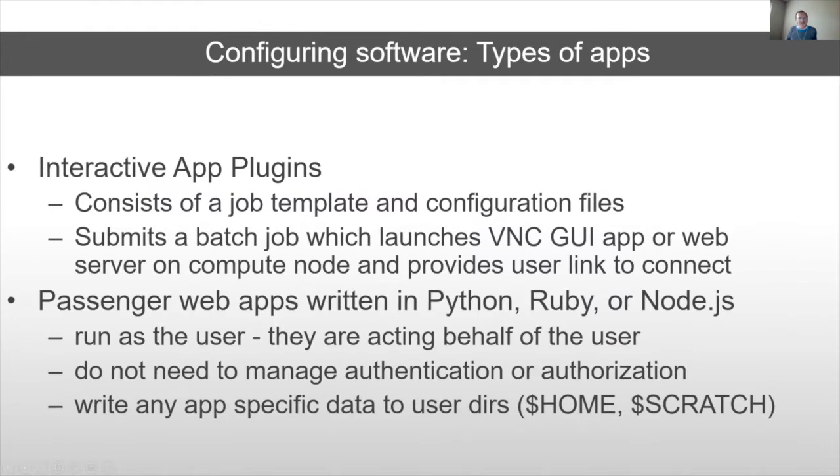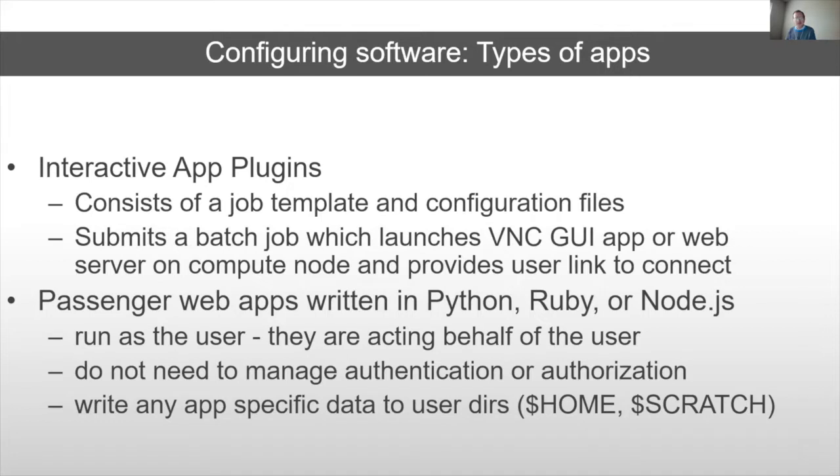Okay, so different types of apps. We have what we call interactive app plugins, and that is our sort of bread and butter. A lot of you folks probably already run these. You run Jupyter, MATLAB, RStudio. These are what we call batch connect apps. They are just a few config files to describe the form, and a few config files to actually run the job whenever it's running. But they're pretty simple in their development.